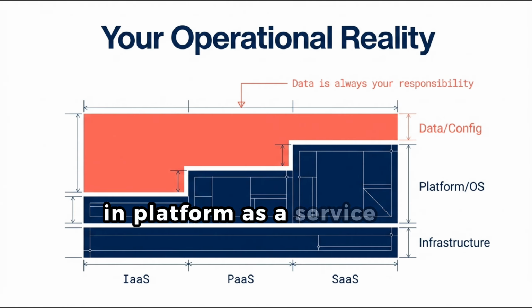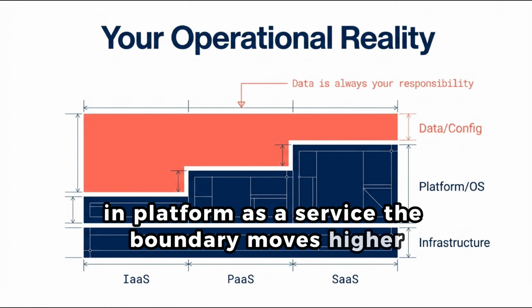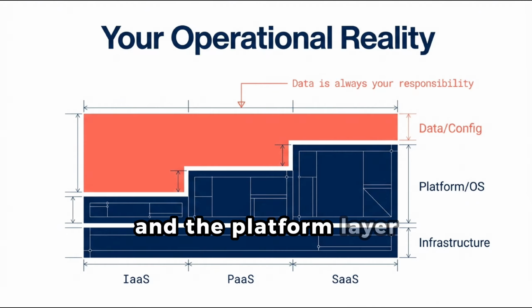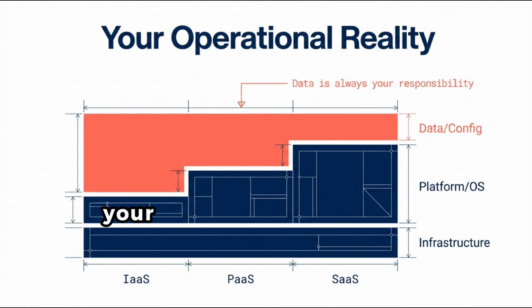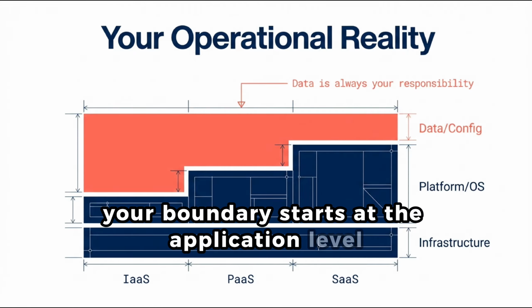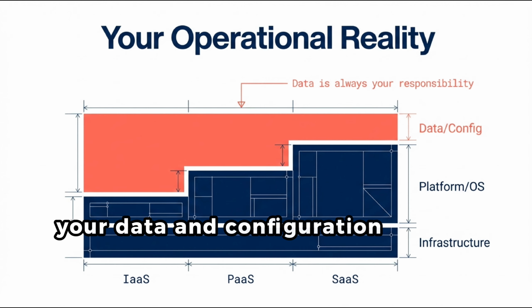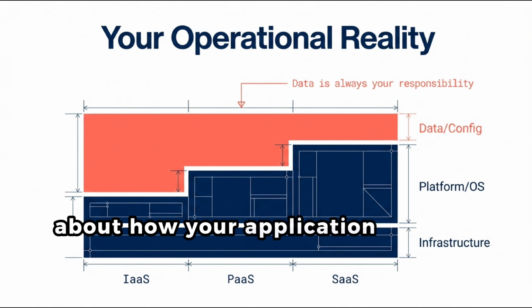In platform as a service, the boundary moves higher. The provider now manages the infrastructure and the platform layer: operating system, runtime, middleware. Your boundary starts at the application level. You're responsible for your code, your data, and configuration choices about how your application behaves.